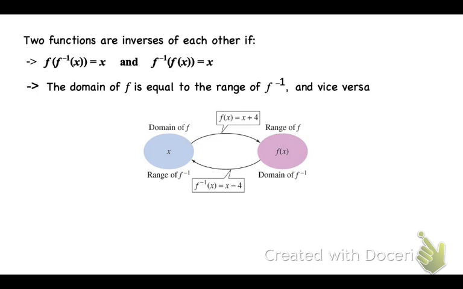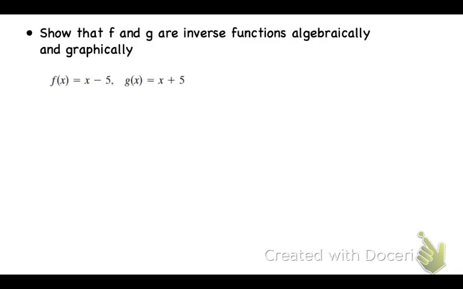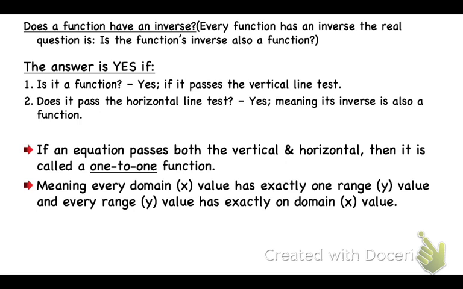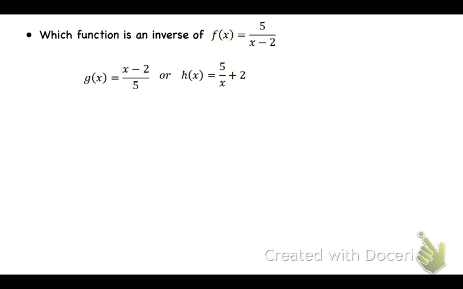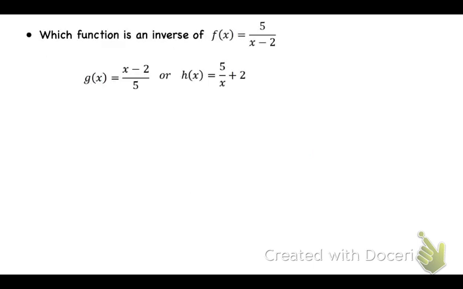Everyone good? Okay. So, which of these functions are inverses of 5 over x minus 2? So I just told you back here. Okay, I just said we had to do f of f inverse and f inverse of f, right? So I have to do the composite to check that. So, which one do you want to start with? The g of x or h of x?